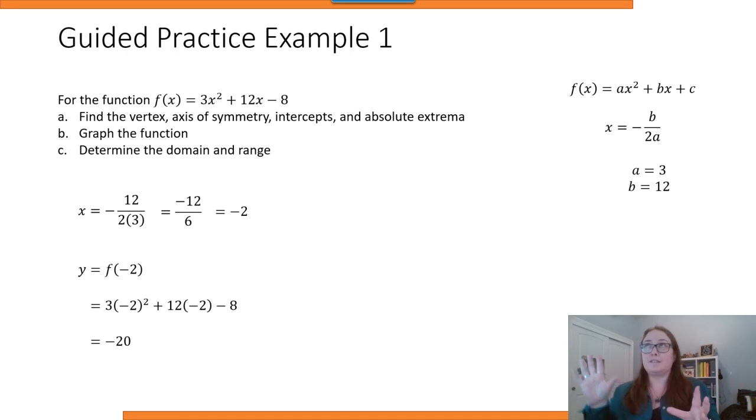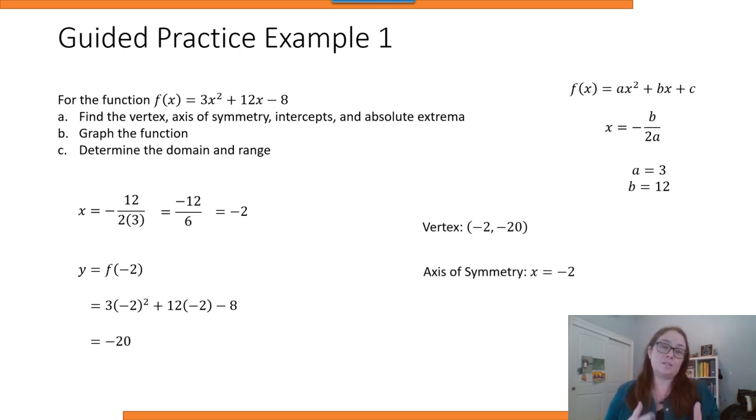Okay, so visualizing this, I have a vertex that's 2 to the left and down a negative 20. So it's somewhere down in that third quadrant that I have my vertex. I don't know much more at this point about whether it's opening up or down. I do know that the axis of symmetry is x equals negative 2, that same value. So I found the vertex and the axis of symmetry. Next up, let's look at the intercepts.